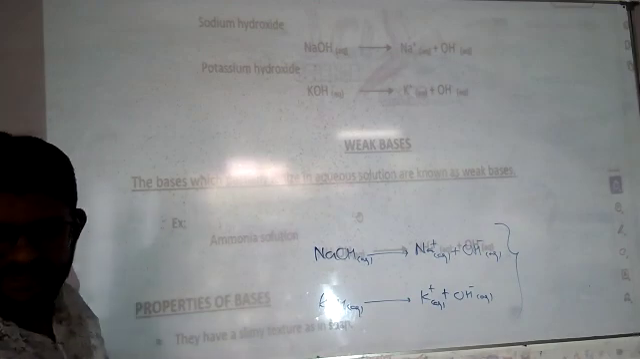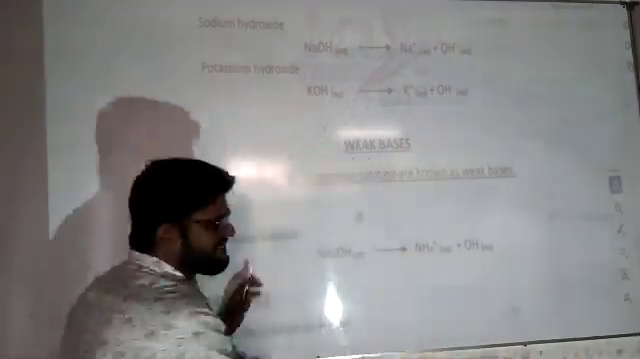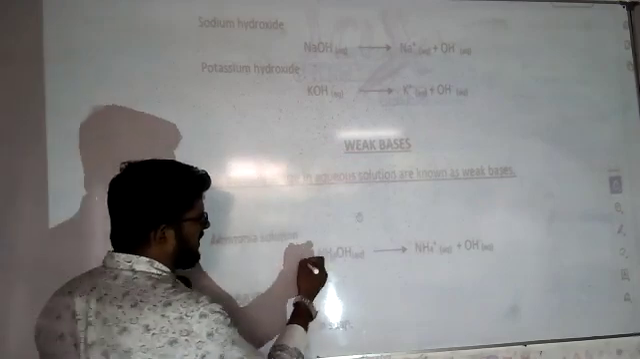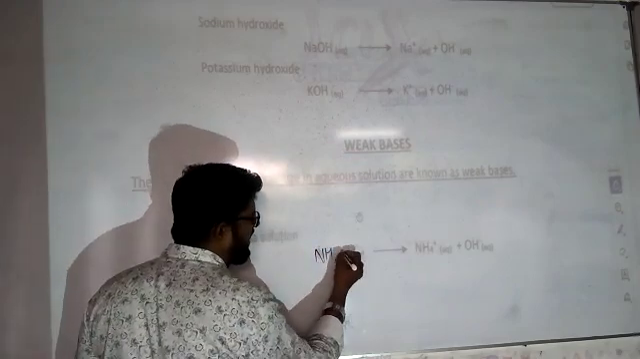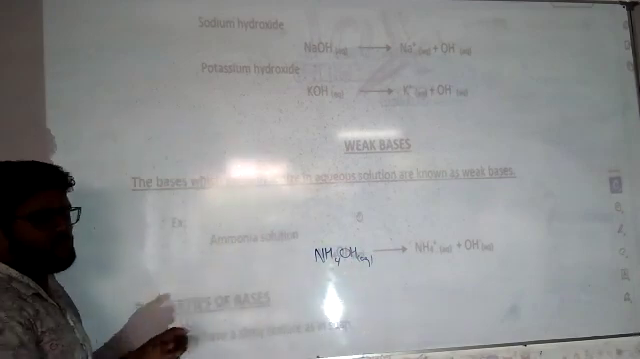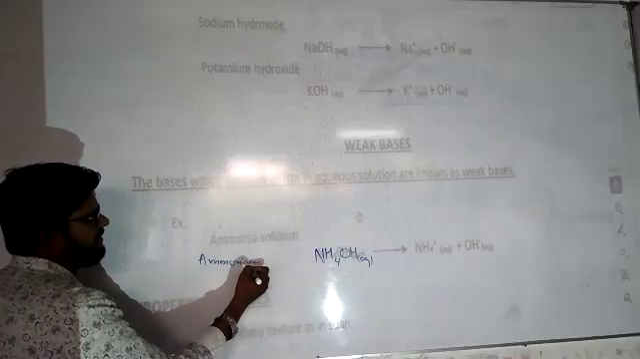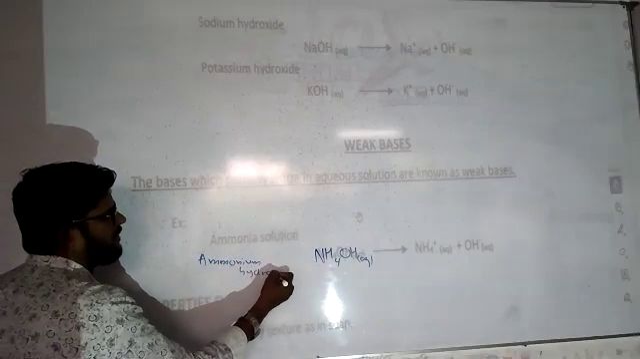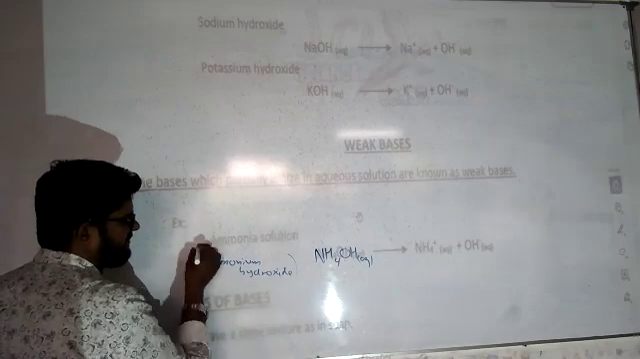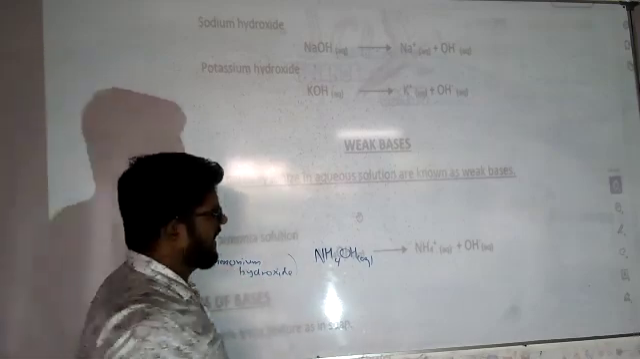Right, weak bases. Look here. What is a weak base? Weak base, incomplete ionization of OH minus ions, right? Can you see, for example, ammonium hydroxide? What is this, boys? Ammonia solution, right there.